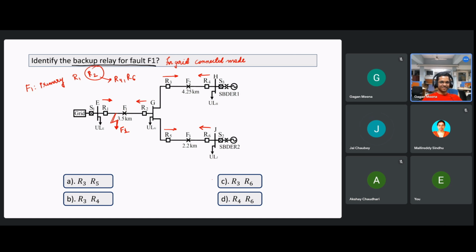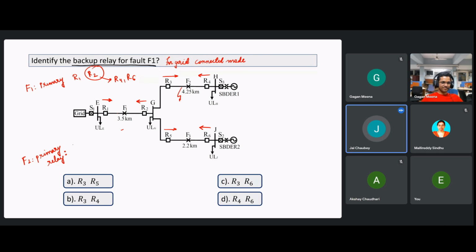So suppose now can you tell what are the primary relays for this F2 fault? Primary relays for this F2. For F2 will be R3 and R4. Both. Correct. So both are there because we have current from this source here. From this direction we have current, from both directions we have current.